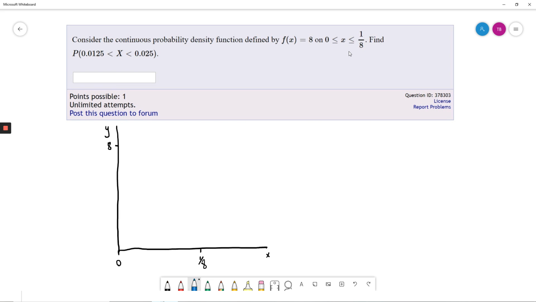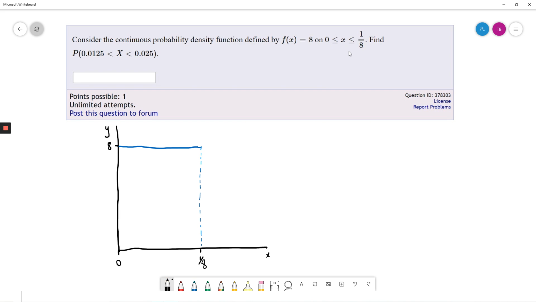Okay, so we have a straight line here. That's our function. Let me draw that a little straighter. Okay, we'll go with that. And so that's our function f of x equals 8, and it's going from 0 to 1/8. Okay, so this is our region.